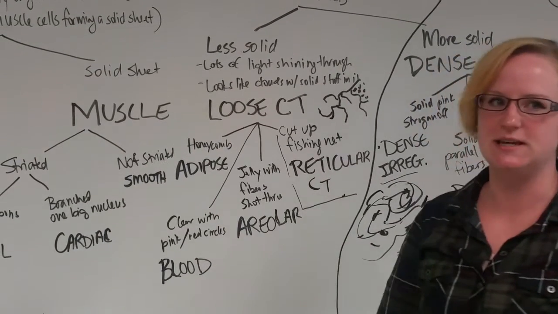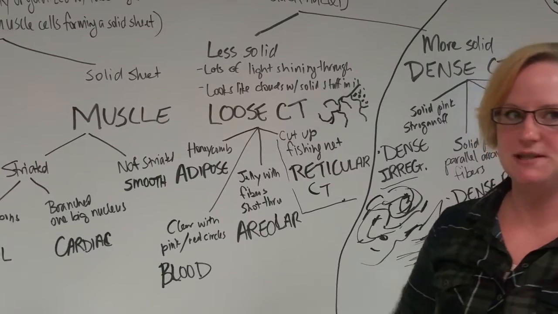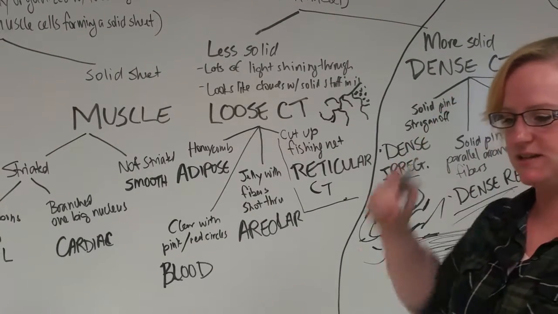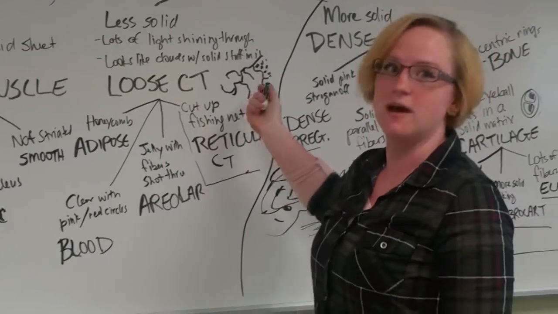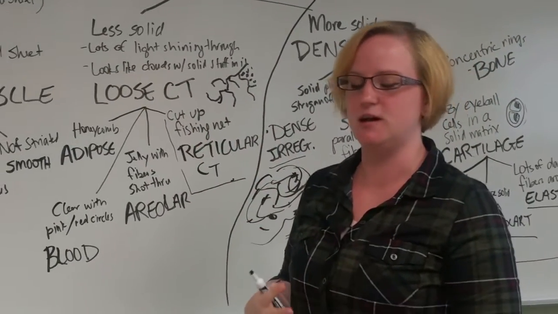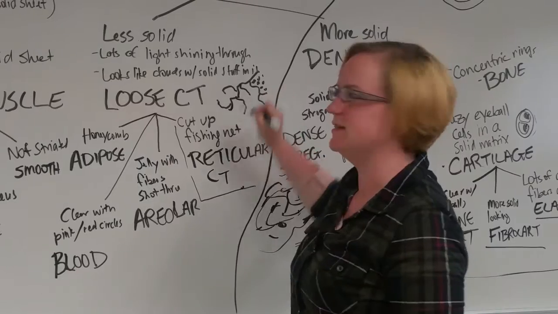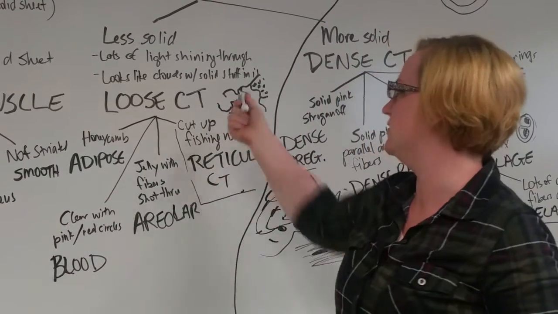Again, easily identifiable. You won't be able to mix it up with the elastic cartilage because, like I said, there are black fibers in the elastic cartilage, but they look nothing like the reticular where you see that black cut up fishing net. Additionally, you're not going to see those crazy eyeball cells in the reticular connective tissue.